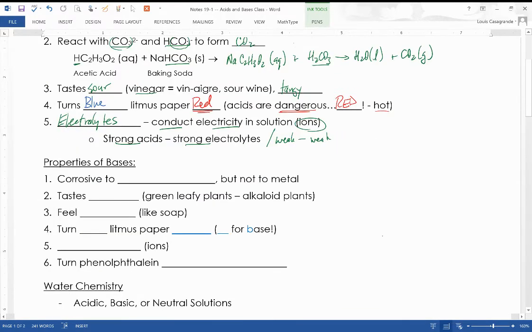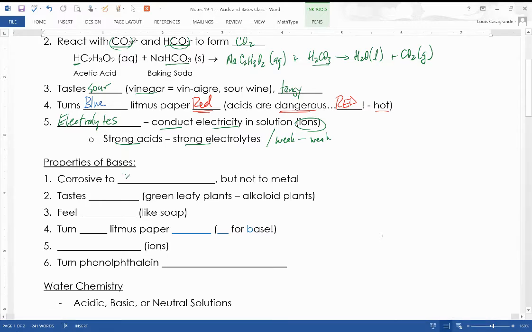I haven't talked about pH paper in here because we really haven't talked about pH yet. We will talk about pH in a few lessons, but pH paper can tell you pretty much where this falls in the acid spectrum. Bases are kind of the opposite of acids, but they don't have all the opposite properties.